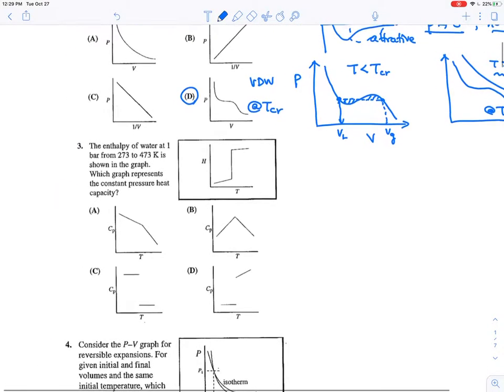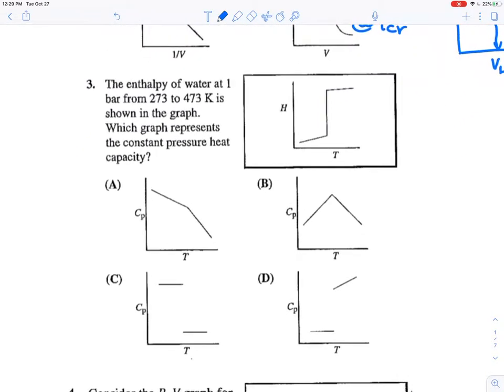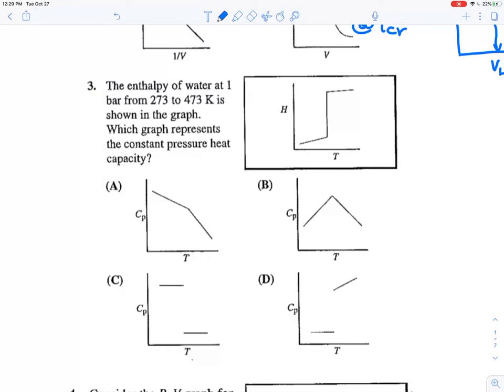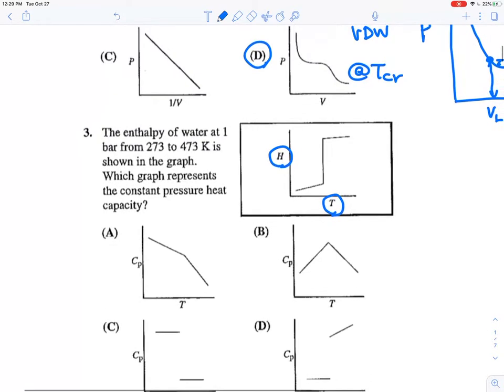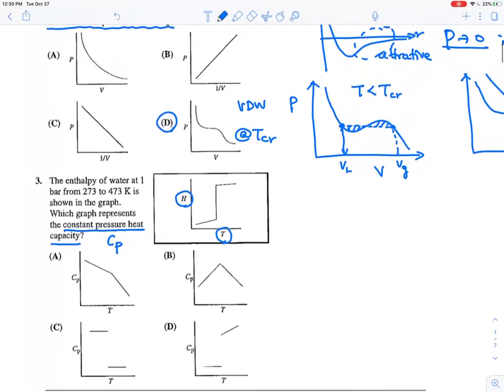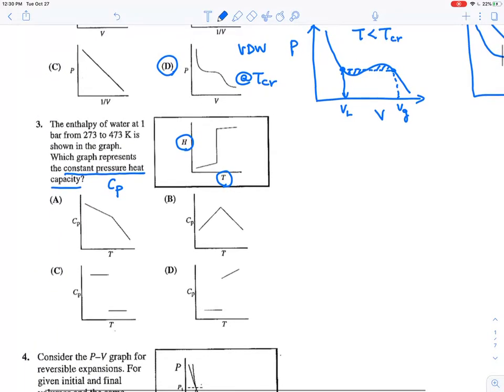Okay, going to number 3. Let's read the problem. The enthalpy of water at 1 bar is changing such and such, and is shown in the graph. What I see is H versus T, and there are graphs showing up there. Which graph represents the constant pressure heat capacity? The constant pressure heat capacity is Cp. And this one essentially wants you to know that Cp is the slope, the temperature slope of enthalpy at constant pressure. So what I need is the slope.